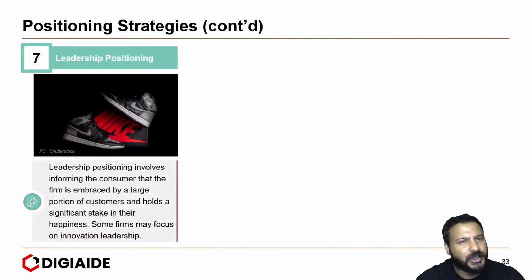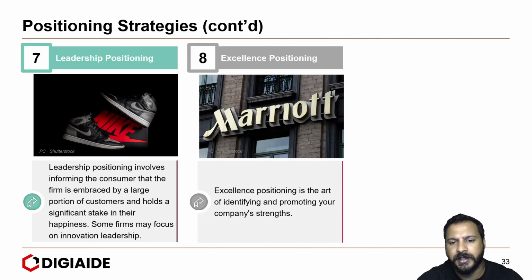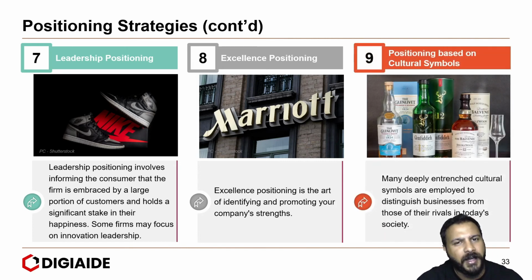Then comes leadership positioning. Leadership positioning involves informing the consumer that the firm is embraced by a large portion of customers and holds a significant stake in their happiness. Some firms may focus on innovation leadership, as done by Nike, which is the leader in the sports footwear category. Then comes excellence positioning. Excellence positioning is the art of identifying and promoting your company's strength, as done by Marriott over the years. And finally, the element of positioning on cultural symbols. Many deeply entrenched cultural symbols are employed to distinguish businesses from those of their rivals in today's society, as done by single malt brands from Scotland.